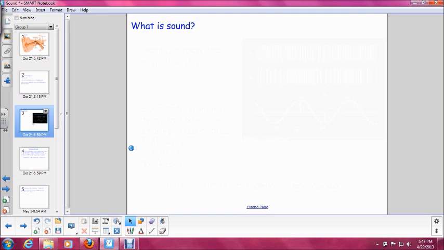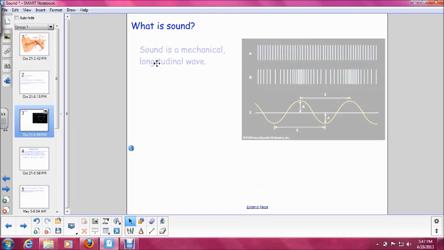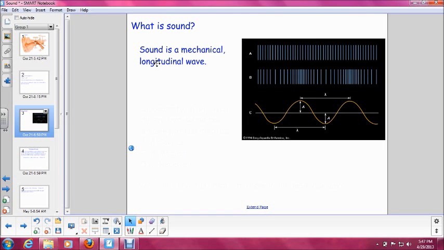So let's start with what is sound? Well, sound is a mechanical longitudinal wave. Hopefully you remember from the previous 2 videos that a mechanical wave needs a medium. It means it needs a material to travel through.